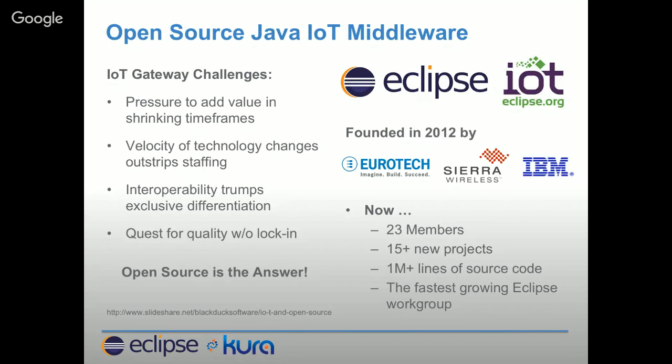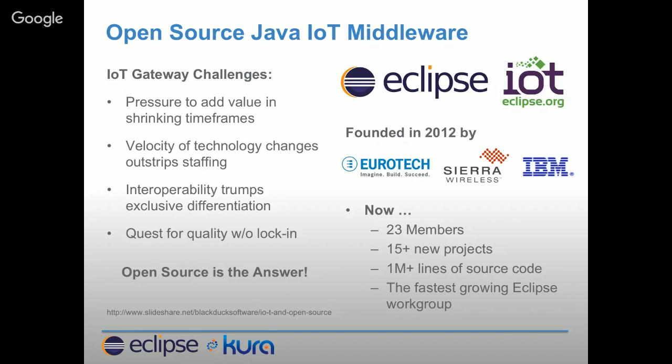There's so much pressure to get product out quickly, to take existing products in the market and make them IoT enabled. That time frame is getting really short. There's also the velocity at which IoT technologies are changing. Our field is an exciting one, but it's a hard one to keep up with. I think we all know trying to keep all the protocols and communication methods straight can be difficult. Our belief, and the reason that we have gone down this path, is that interoperability absolutely is more important than trying to do exclusive differentiation.